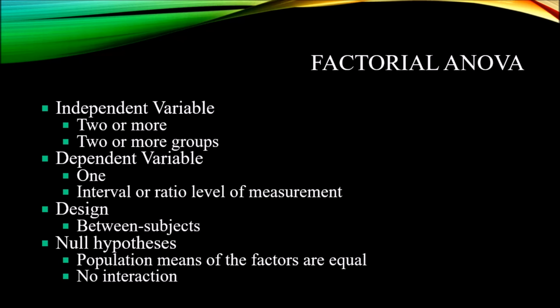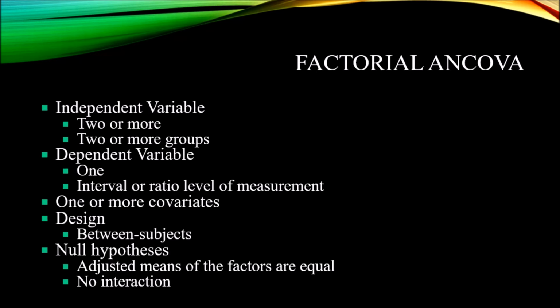It gets a little more complex as you move up to factorial ANOVA in terms of the null hypotheses. It has more than one null hypothesis, and you could think of this in terms of how many independent variables you have. So let's say we're working with a two-way ANOVA, a factorial ANOVA with two factors. The null hypotheses would be that the population means for factor 1 are equal, the population means of factor 2 are equal, and there's no interaction between the factors.